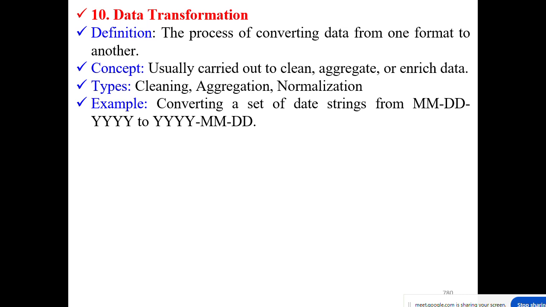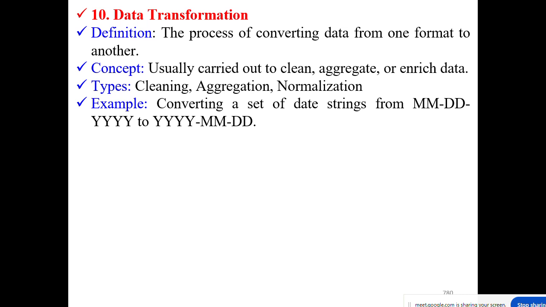What are the types we are using in data transformation? Cleaning, aggregation, normalization. What is cleaning? We are eliminating the redundant data. What is aggregation? We are making totals, summarization, and statistics. What is normalization? It is the process of eliminating noisy, inconsistent, dirty data in a database. We use techniques like 1NF, 2NF, 3NF, BCNF, Boyce-Codd normal form, 4NF, 5NF.